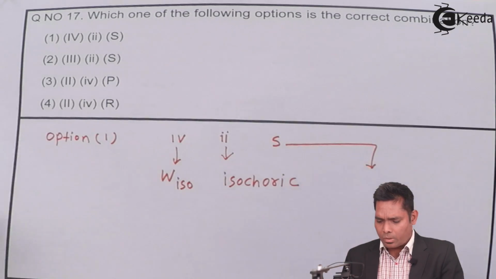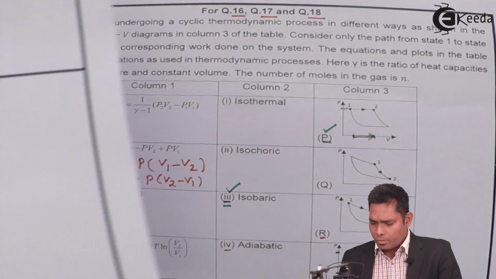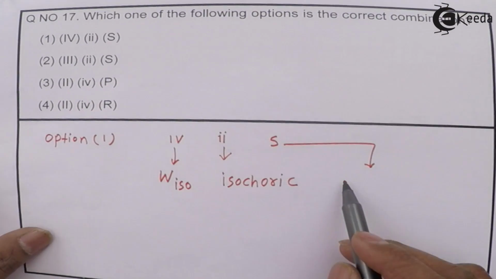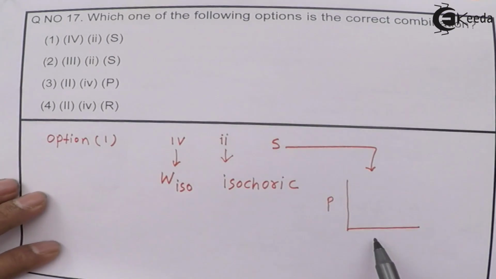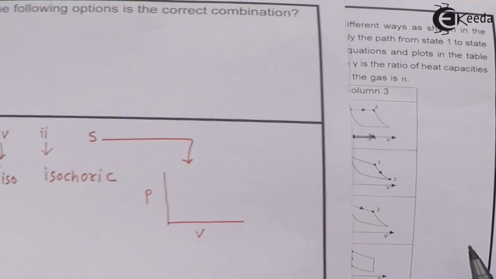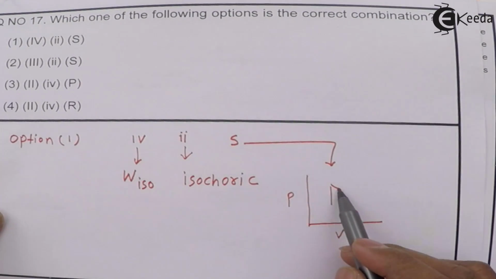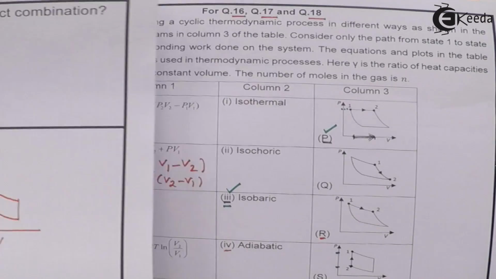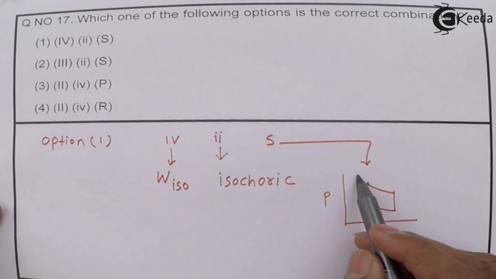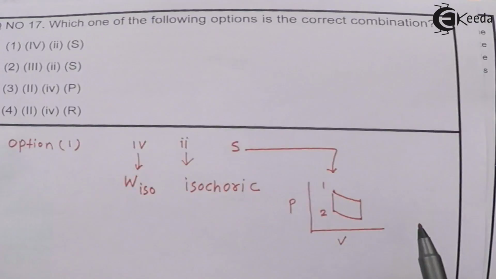This s stands for this graph. s stands for the PV diagram. This is P and V, and this is point 1 and this is point 2, and the process is like this.